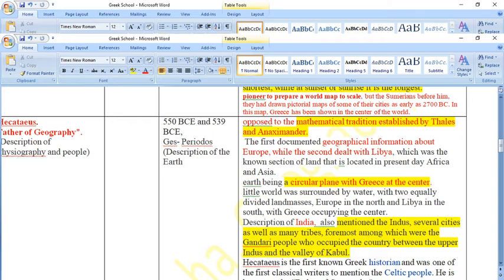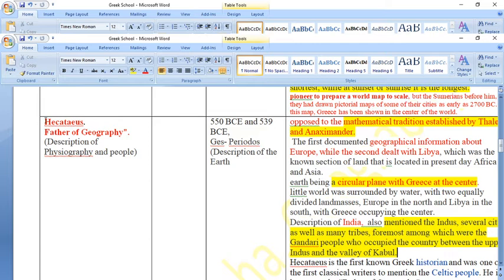Okay, so we call Hecataeus the father of geography, because he first proposed the regional variation, about the Celtic people. He was the first person who described India and the people living around Kabul and the Indus River Basin area. He also described the position of Europe, Libya, and Asia, and also the location and position of the inland sea surface.